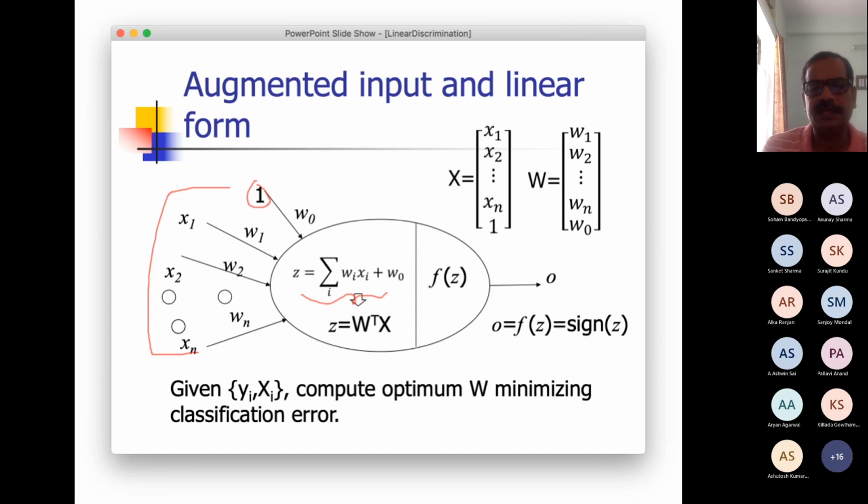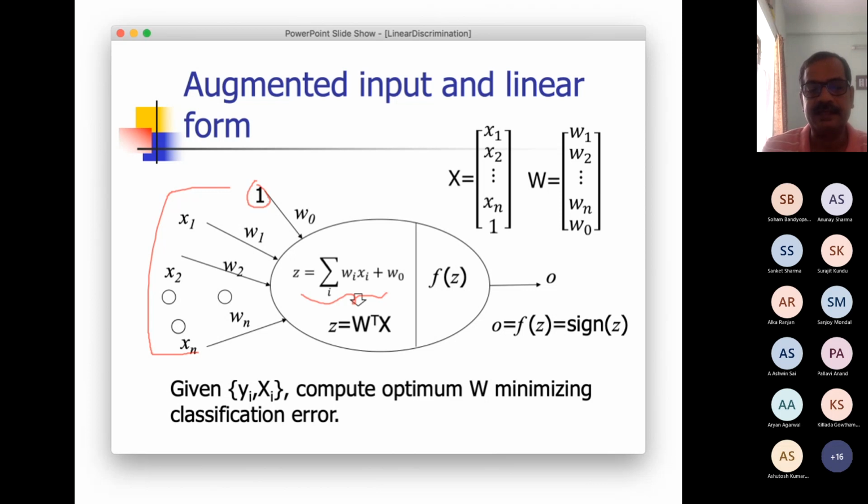So finally, the statement for a linear discriminant and best classification in this case is this. It's a two-class classification problem that we are discussing. Given a set of labels yi and xi, where xi is the corresponding input feature vector and yi is the corresponding label, either +1 or -1. It depends upon convention; it could be 1 and 0 also. But in this case, let us consider +1 and -1. Then compute the optimum W, minimizing the classification error.